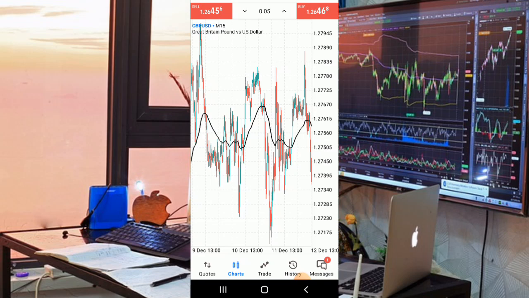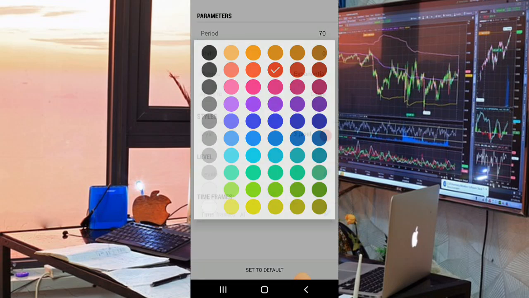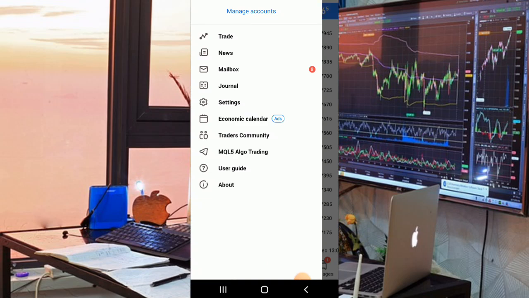So the problem is my moving average right now is black, so maybe let's go back and just change it to red so that everyone can be able to see it. So let's make it red. So now I think it's going to be more visible for everybody.